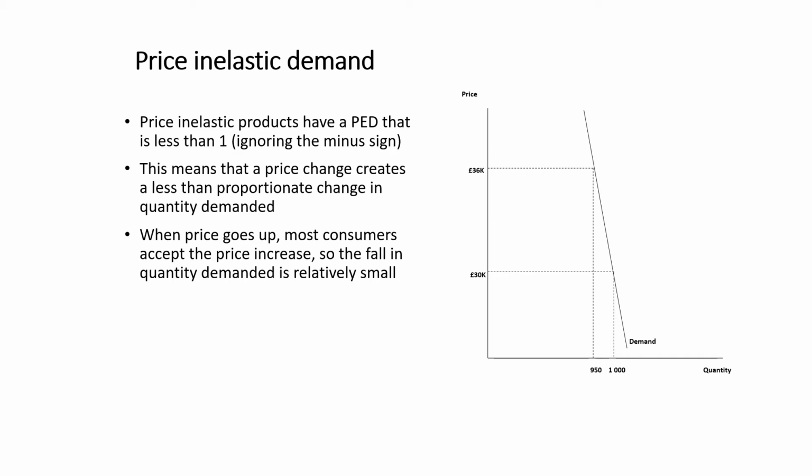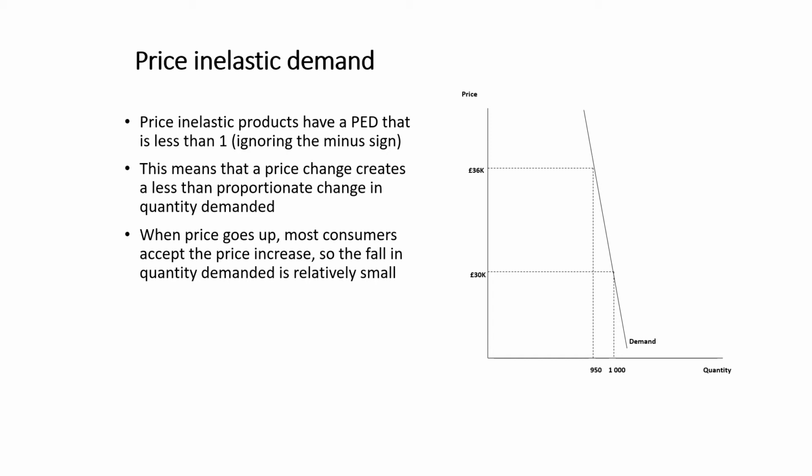Why is this? Well, basically on products that have a price inelastic demand, when the price goes up, most consumers accept the price increase, they carry on purchasing, and it's only a small minority who choose to give up on this product and stop consuming. So basically you get quite a big price increase, creating a proportionately smaller fall in quantity demanded.